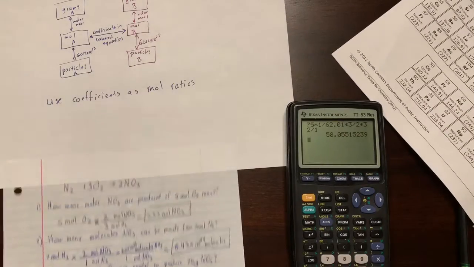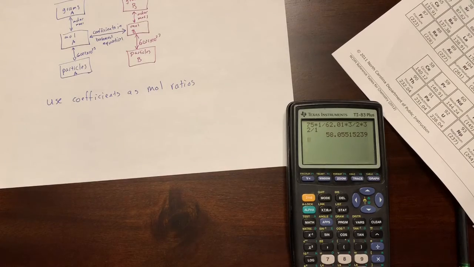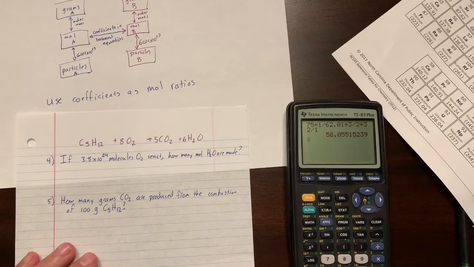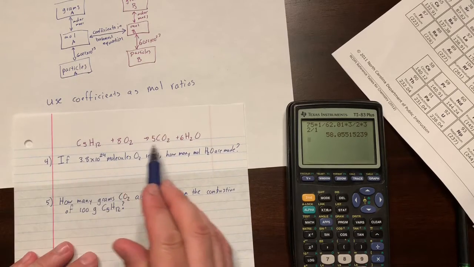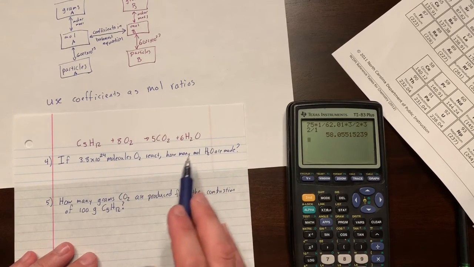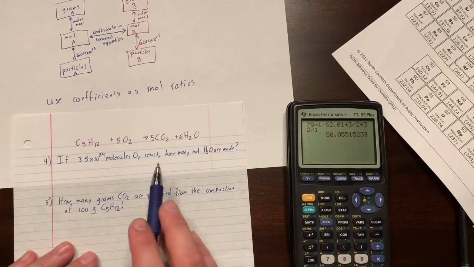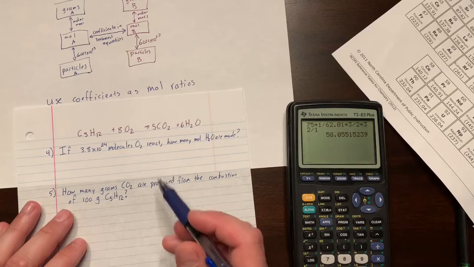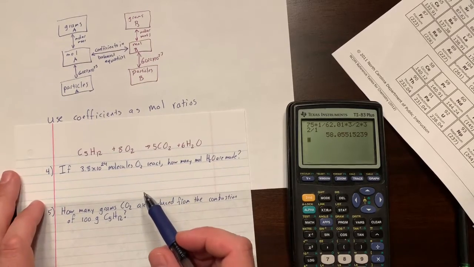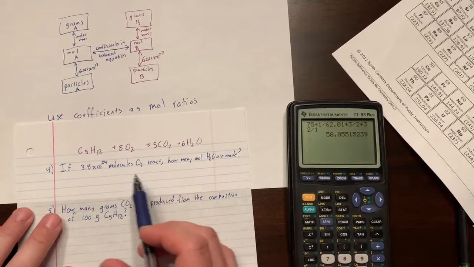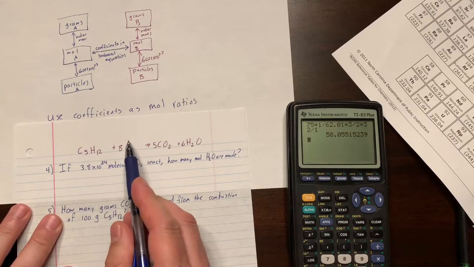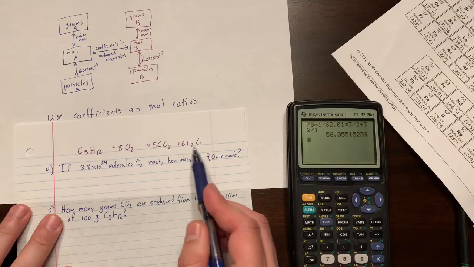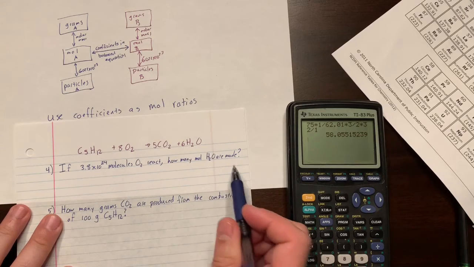Now, we're going to look at a different reaction. So here I've got another type of reaction. This is, as you might can tell, a combustion reaction. I've already done the favor of balancing it for you. And in this problem, it's asking us if 3.8 times 10 to the 24th molecules of oxygen react, how many moles of water are made?